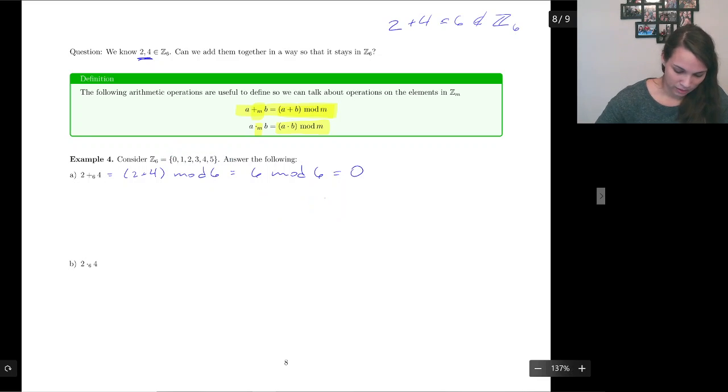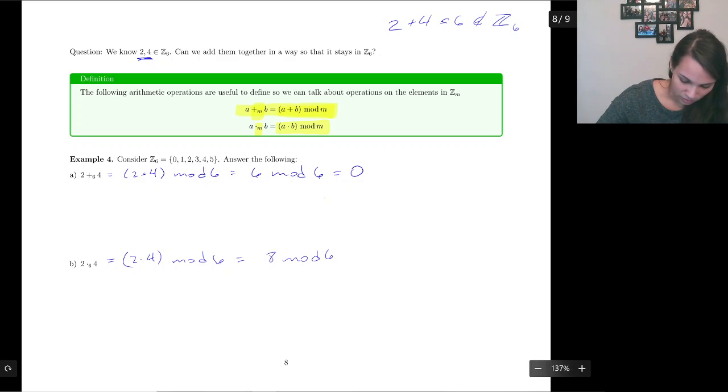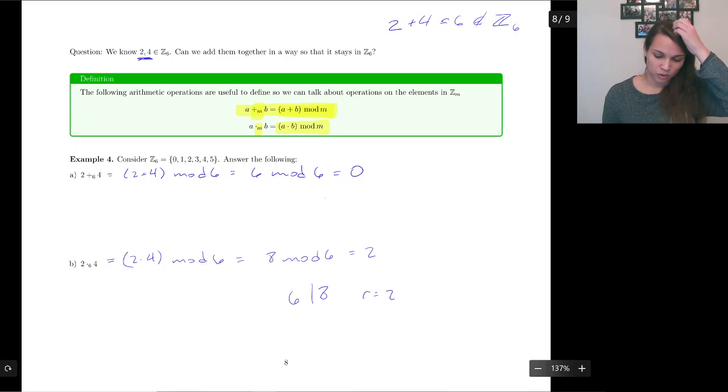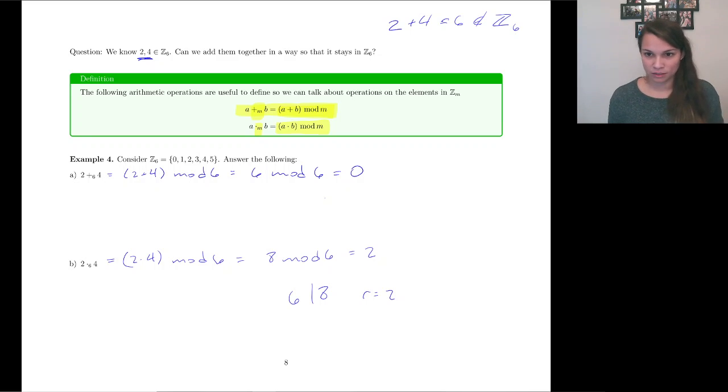Okay. Then same thing here. We're going to say that 2 times 4 mod 6 is going to be 8 mod 6, which, if you divide 8 by 6, we get a remainder of 2. So 2 would be its result in Z6.